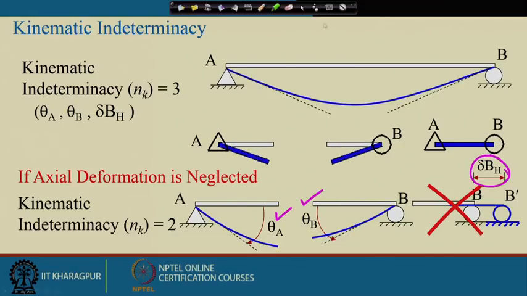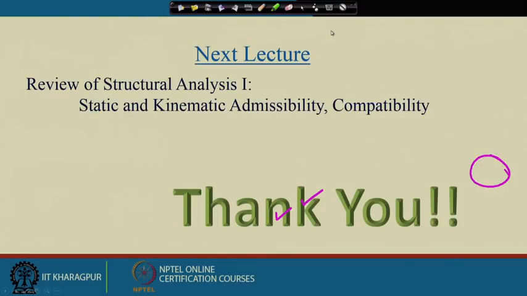So you see, now we stop here today. What we have reviewed here is static and kinematic indeterminacy, and how for different structures they can be determined. Once we know what a determinate structure and an indeterminate structure are, and how to quantify indeterminacy, the next thing we need to understand is static and kinematic admissibility and compatibility.